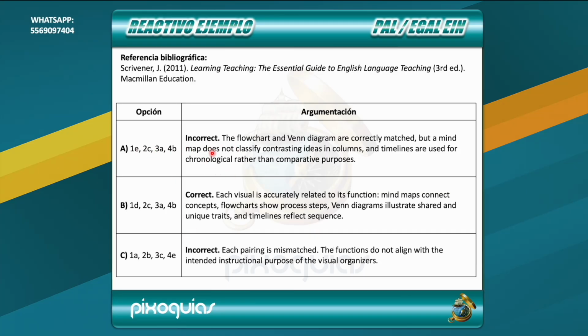A and C are incorrect. A, because the flowchart and Venn diagram are correctly matched, but a mind map does not classify contrasting ideas in columns, and timelines are used for chronological rather than comparative purposes. And C is also incorrect because each pairing is mismatched. The functions do not align with the intended instructional purpose of the visual organizers.